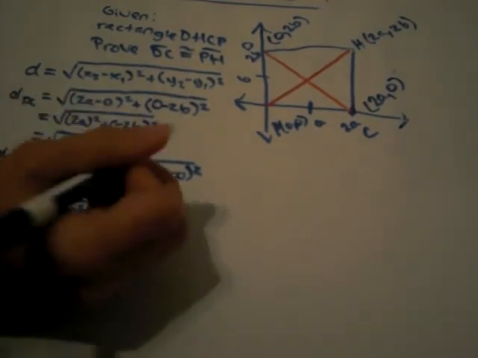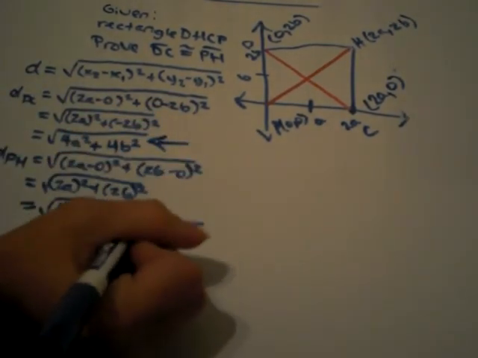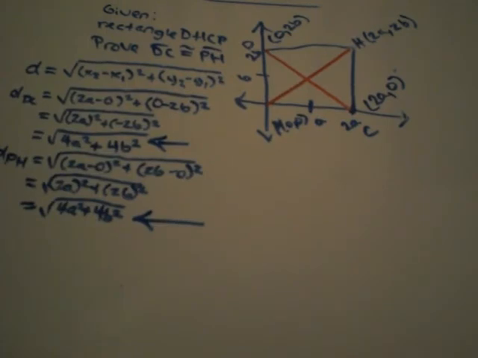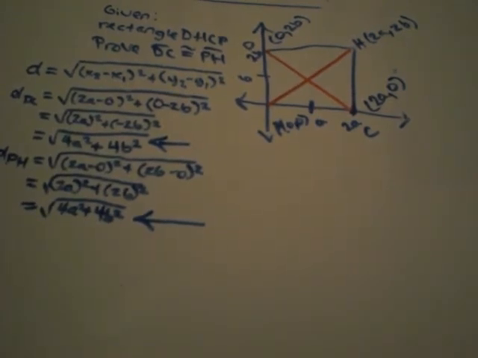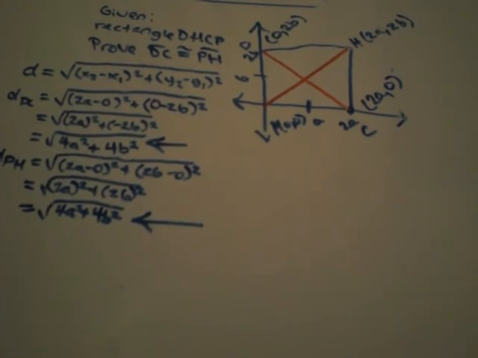So at this point, if we look at our distance right here, completely simplified, and our distance here, completely simplified, we can in fact say that those distances are equal. Therefore, DC is congruent to PH. So that's our first coordinate proof that we've completed.